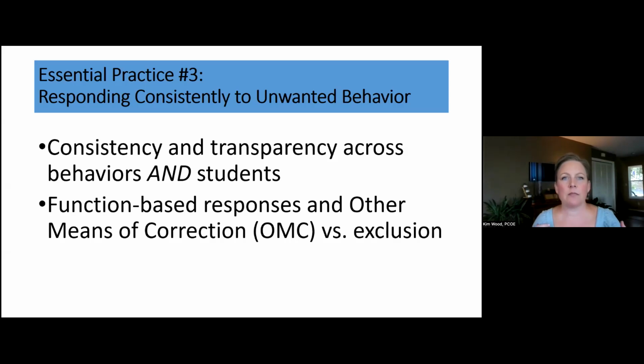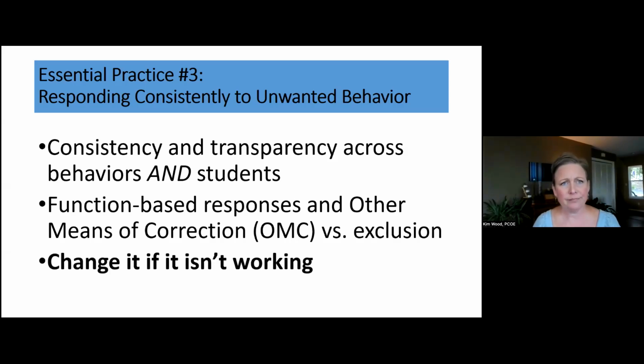Because a lot of our students have already heard the message for a long time that we don't want you, or you don't belong here. And so we don't want to continue perpetuating that message whenever we can avoid it. There's obviously times when exclusionary practices are necessary, but just thinking about that, how can we embed some of those in there?